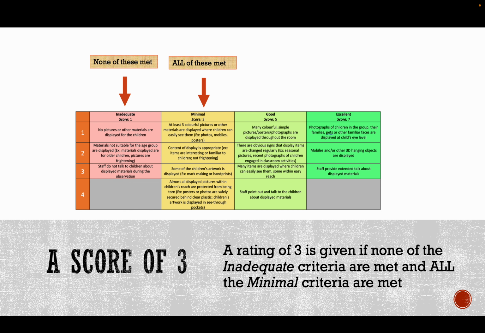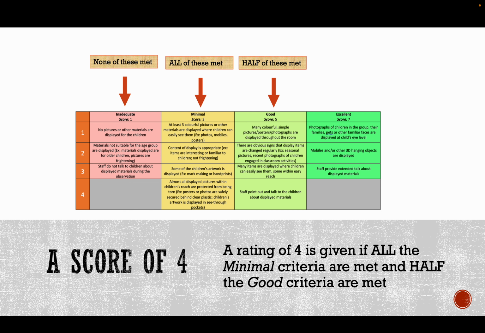To achieve a 3, you would need to achieve all 4 of those criteria listed in the minimal column. And obviously, none of the inadequates. To meet a score of 4, you would need all of those criteria listed under minimal and half of those criteria listed under good. So also in the good column, we have 1, 2, 3, 4 criteria. So in order to achieve a 4, you would need to have 2 or 3 of those good criteria in addition to those at minimal.